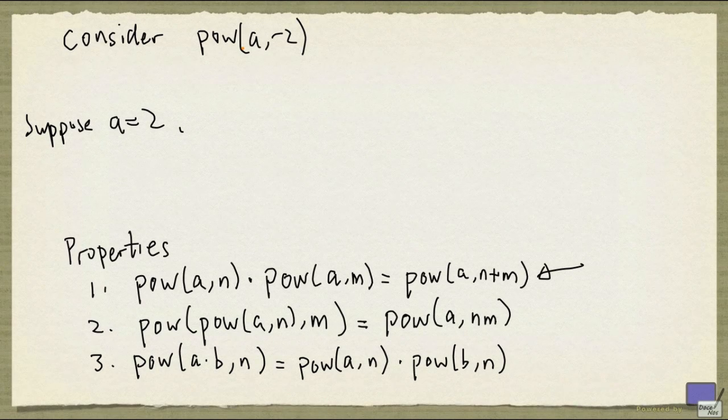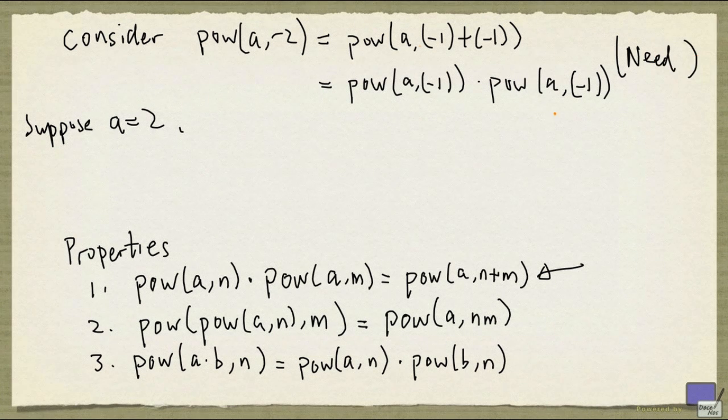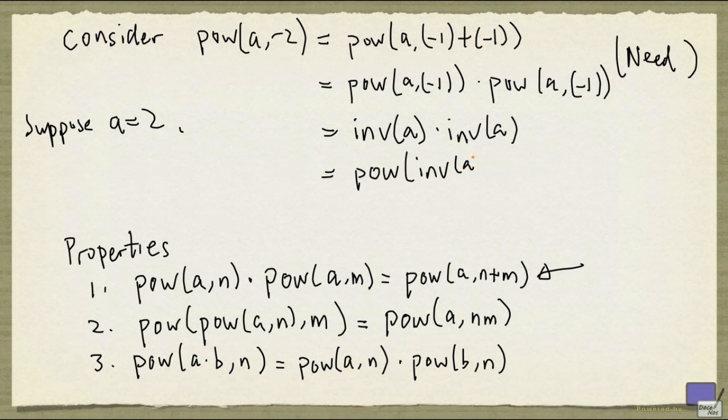Now what about A to the minus 2, as denoted by POW(A, -2)? Well, minus 2 can be written as minus 1 plus minus 1. And so to be consistent with property 1, we would need this to be the same as this. So POW(A, -2) needs to be POW of the inverse of A, comma 2.